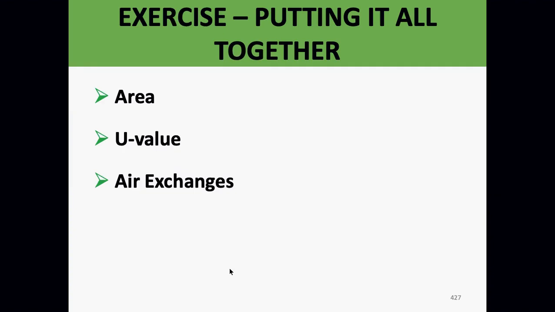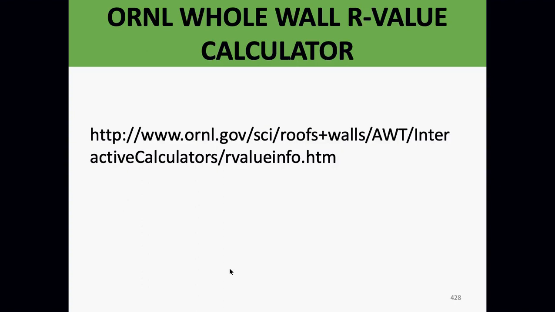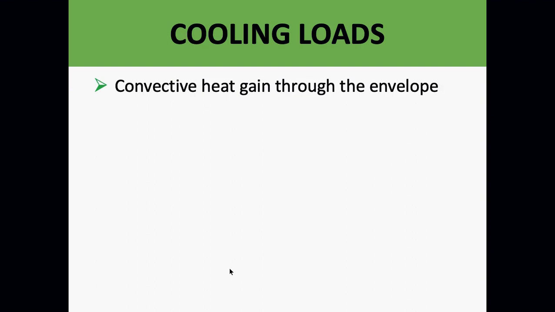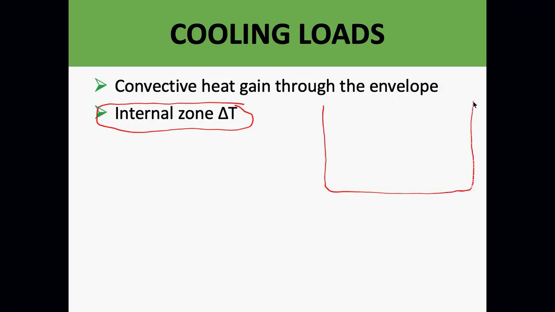So we have the area, U-value, air exchanges. Again, this is what you're doing, so I'm going to skip over that. But we need to start a little bit talking about cooling loads. Cooling load is basically any heat gained through the envelope. The building envelope is my outside walls. We have internal zone temperature differences, different temperatures within the structure. Now, basically, in a residence, we don't worry that much about this. We worry about this in a big commercial building.